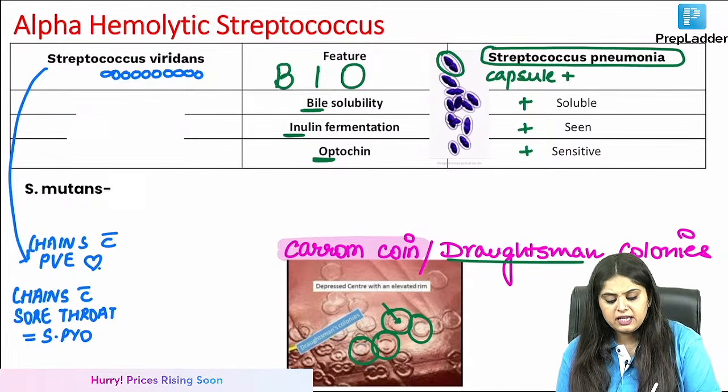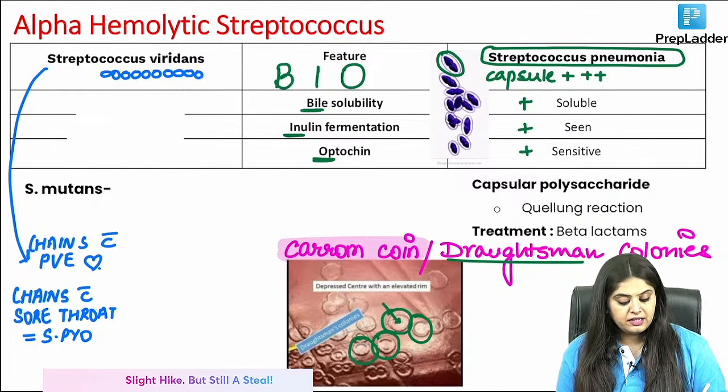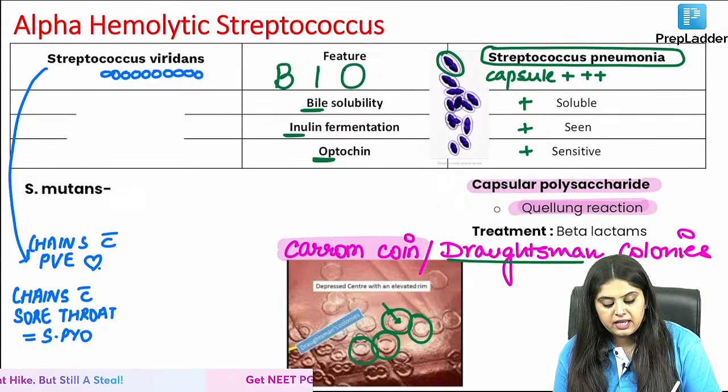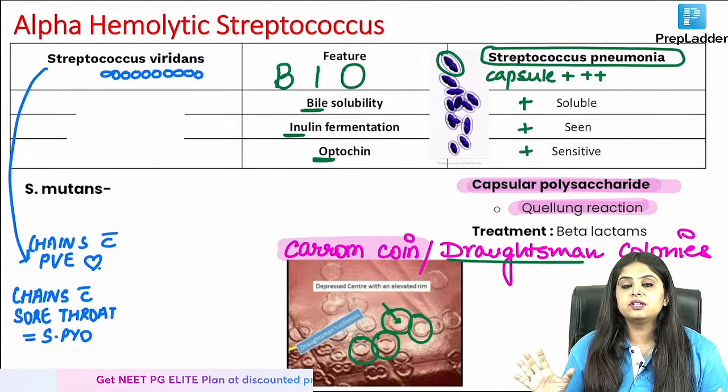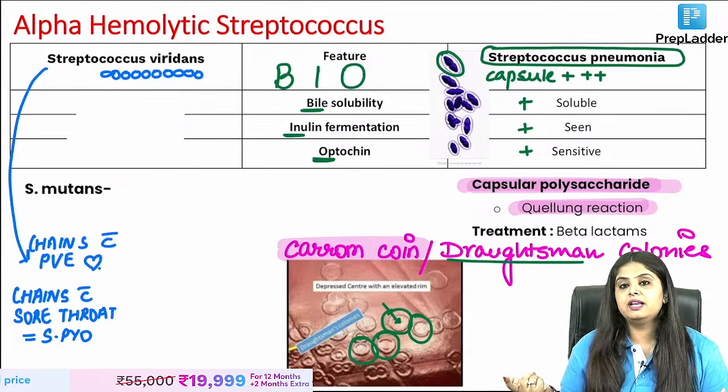One more thing, any organism that has a capsule, is there a test that is done? The test is known as Quellung reaction. Any capsulated organism, which testing can be done for capsule? Many of you had written Quellung, so it is Quellung reaction.